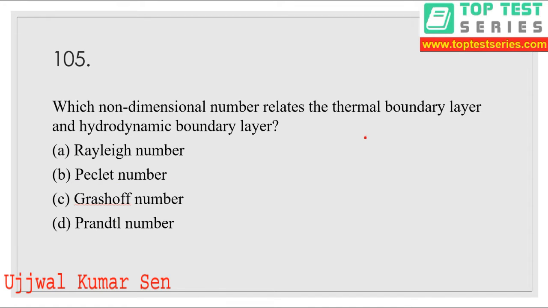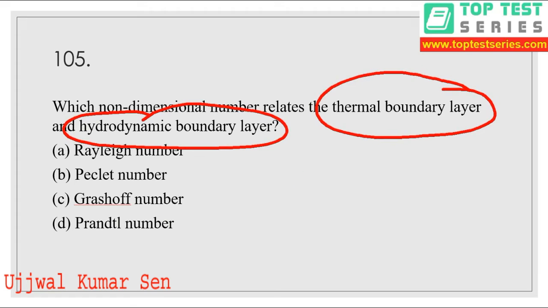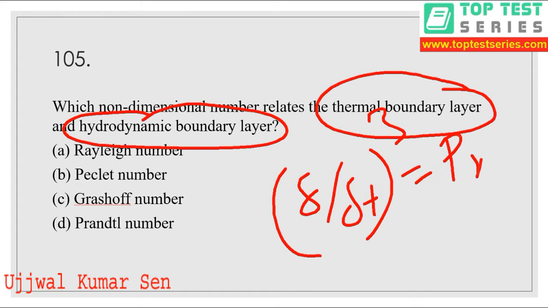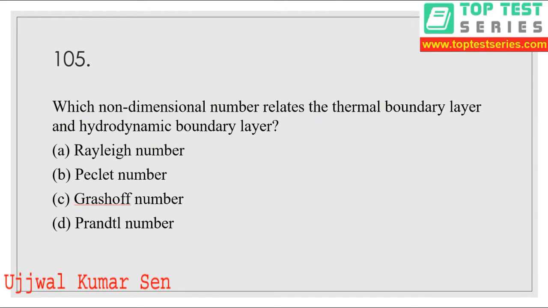So my dear, we know the answer for this question, right? It is talking about a non-dimensional number. All the numbers we have been given are non-dimensional, so there is no doubt in that. But we know the number related to the thermal boundary layer and hydrodynamic boundary layer: delta by delta t to the power 3 is equal to what, my dear? Prandtl number. It is directly related to this. Therefore the answer for this question is Prandtl number. Option D is the correct answer.